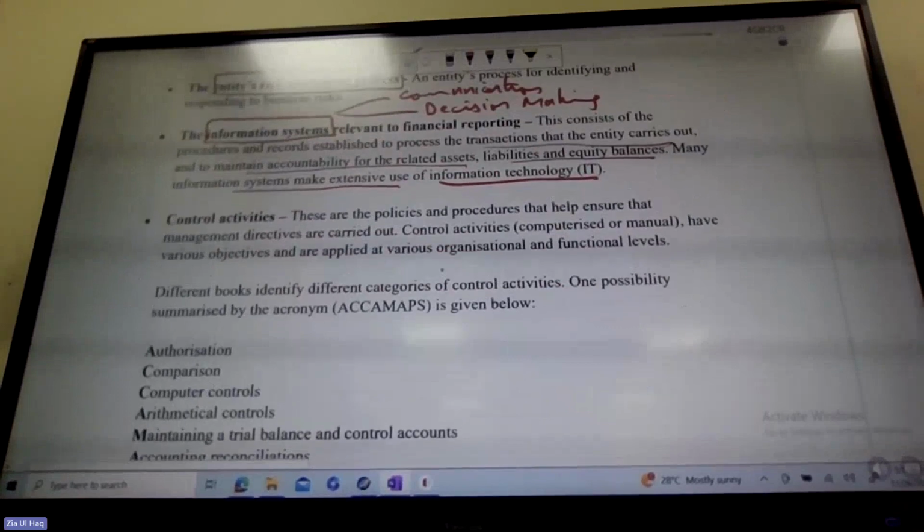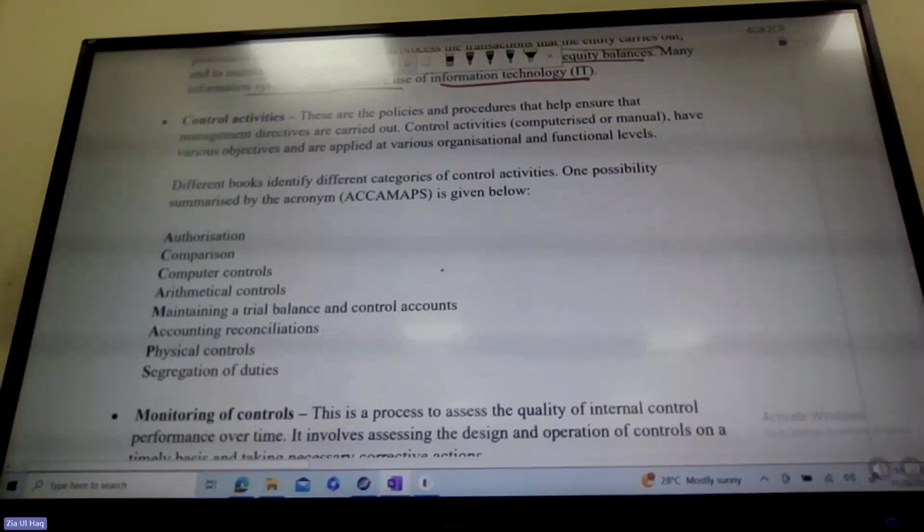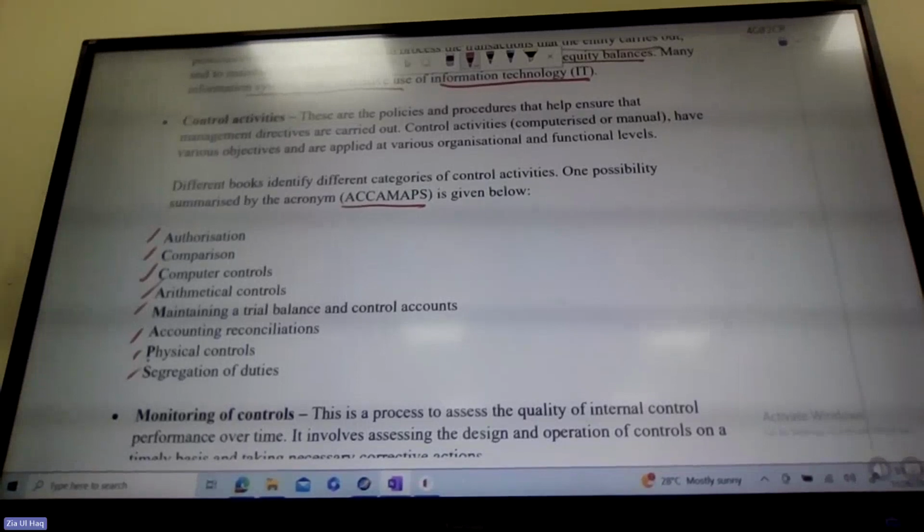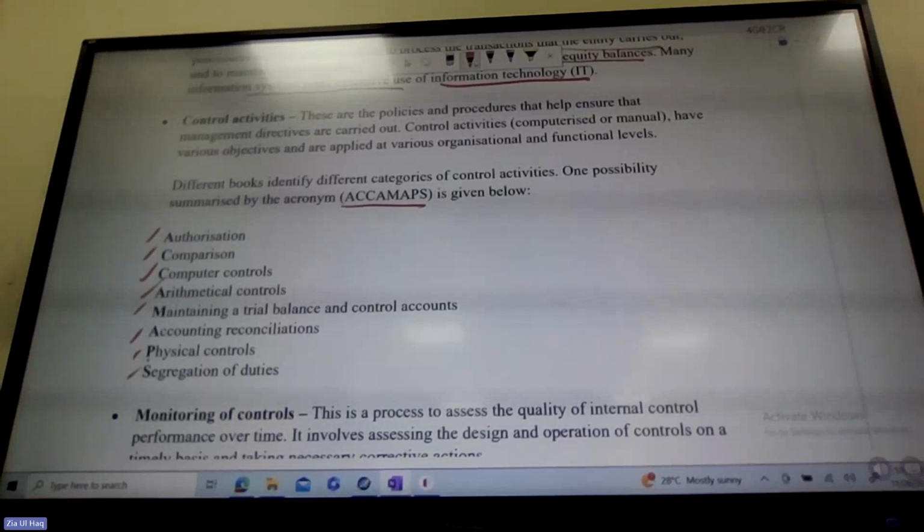Control activities mean there should be some controls in the organization. What are those controls? They have been abbreviated as ACCA MAPS. A stands for authorization, C stands for comparison, C stands for computer control, A stands for arithmetic control. ACCA: authorization, comparison, computer control, arithmetic.